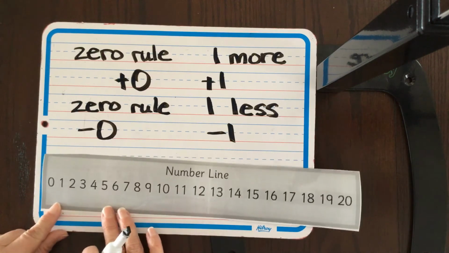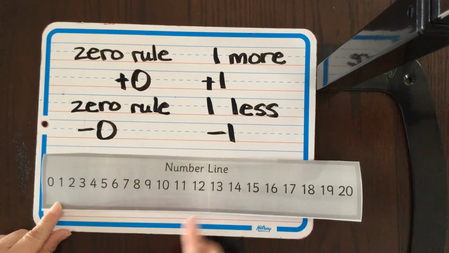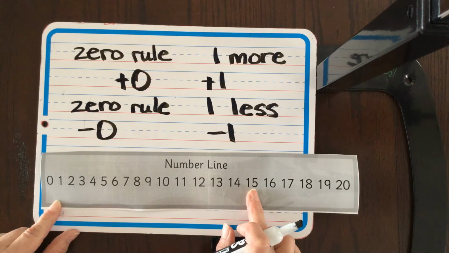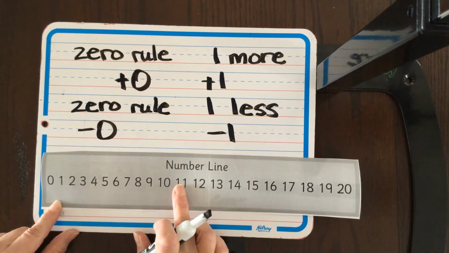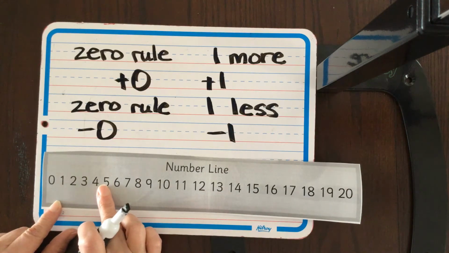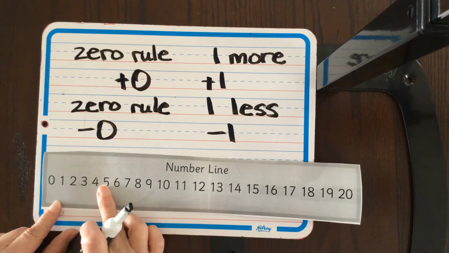If I was looking at the zero rule, I can pick any number and go 15, take away 0. Nothing happens, it stays 15. 11, take away 0, nothing happens, it stays 11. 5, take away 0, nothing happens, it stays 5.